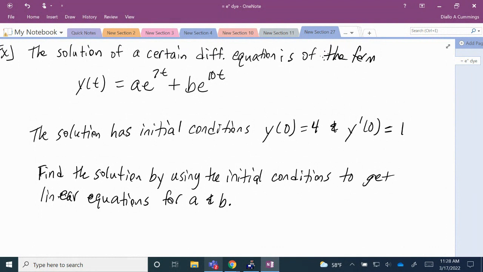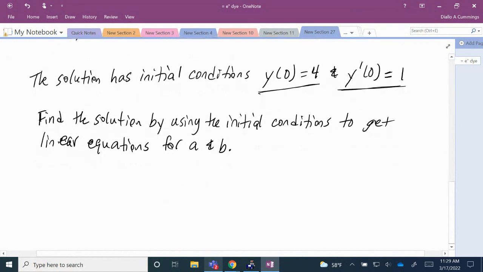All right, so notice that we're given y of t is equal to a e to the 7t plus b e to the 10t. We're given y sub 0 is equal to 4, and we're also given y prime is equal to 1. So here are the steps. What we're actually going to do is find A and find B, and we're going to do that in a couple of steps.